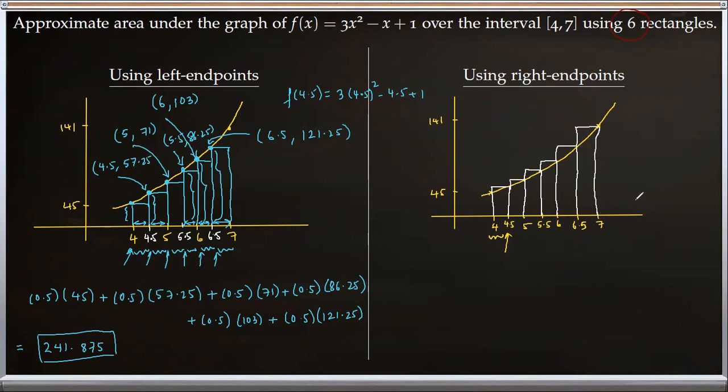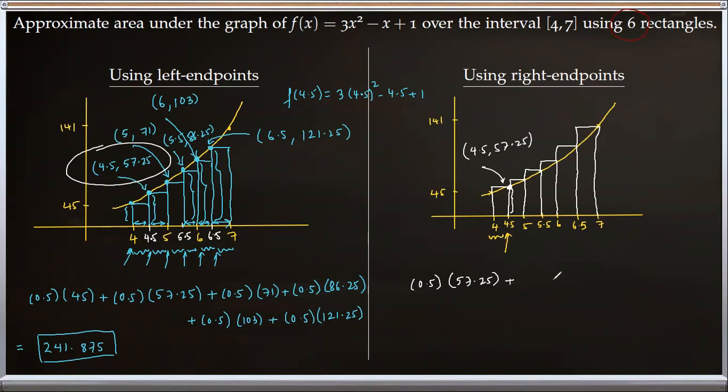So now we need to find the area of each of these rectangles and add them up. Beginning with the first rectangle, the width is 0.5 and the height is this length here, which is the y value at 4.5. We found that to be 57.25 over here. So we can just use that, times 57.25. So the height of the first rectangle is 57.25.